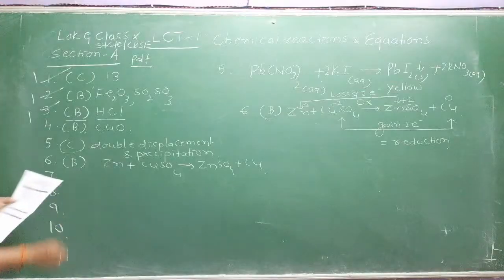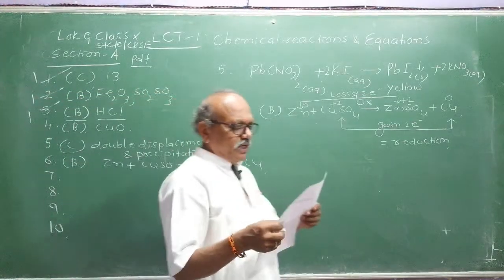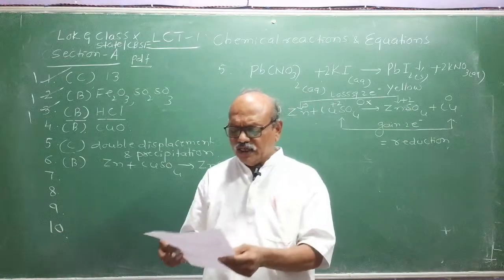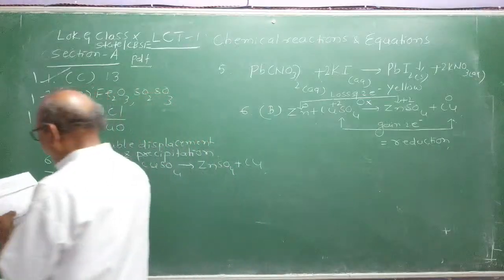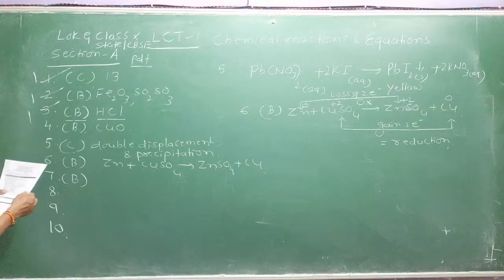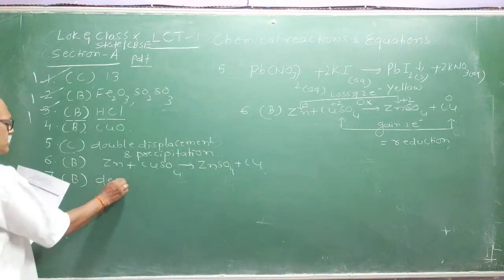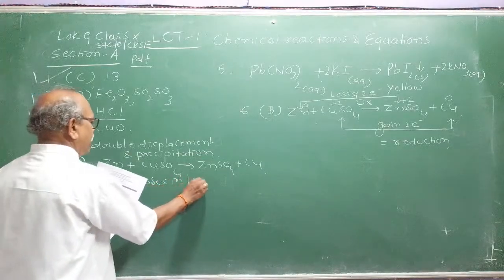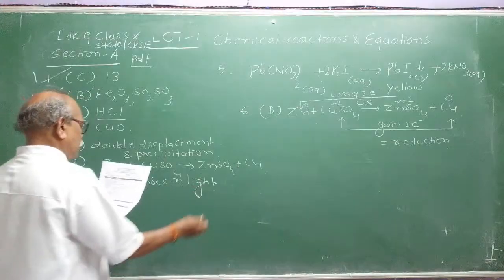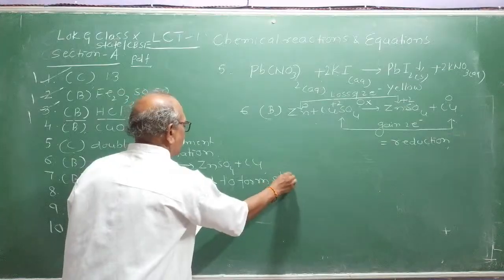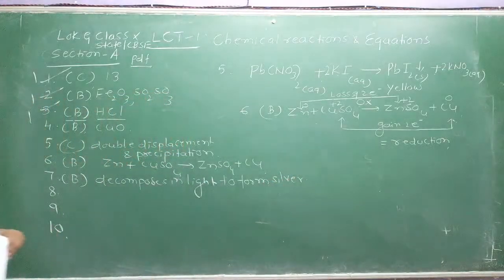Next, the 7th one. Silver bromide is used in black and white photography because it A. combines with oxygen in light, B. decomposes in light to form silver. B is the correct answer, because in black and white photography, as I told you, it decomposes in light to form silver. Show thumbs up those who solved it correctly. These are the correct answers.